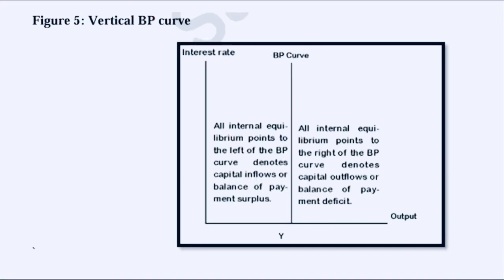As with the previous discussions on the BP curve and capital mobility, in summary, all points below and to the right denote capital outflows or BOP deficit. All points above or to the left of the BP curve reflect points of capital inflows or BOP surplus.